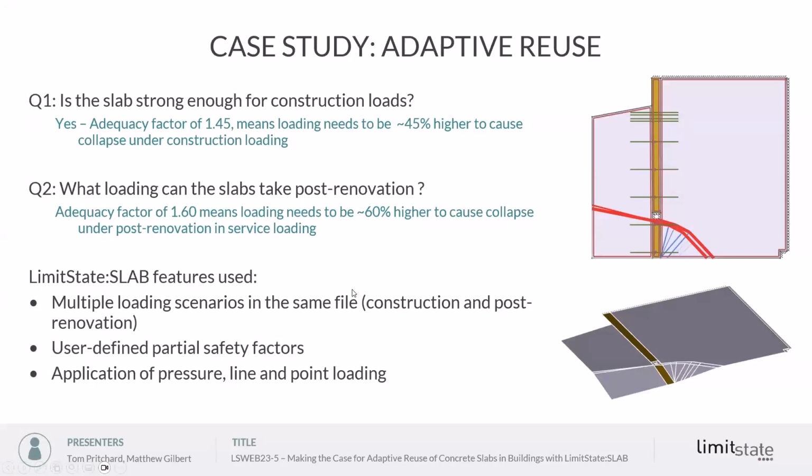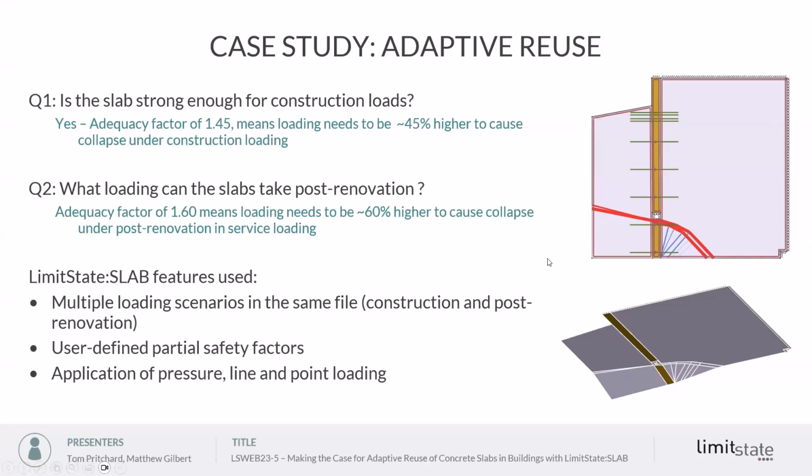So if we come back here. The two questions we were asking, firstly, is the slab strong enough for the construction loads? And the answer to that is yes. We determined that the adequacy factor was 1.45, which means that the loading in the construction load case needs to be about 45% higher to cause collapse under the construction loading. We can see here the line loading and that response there.